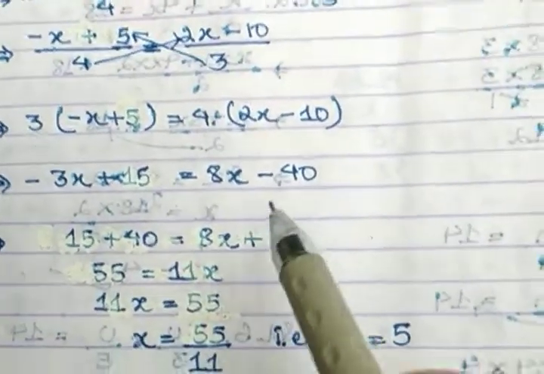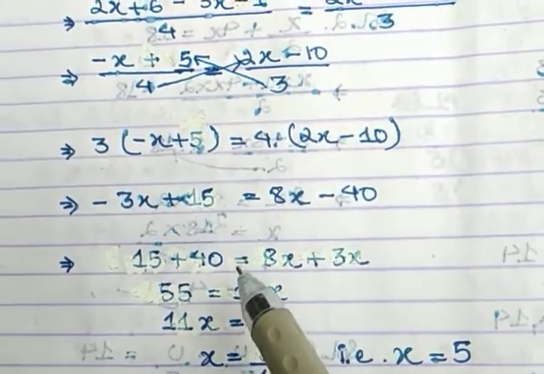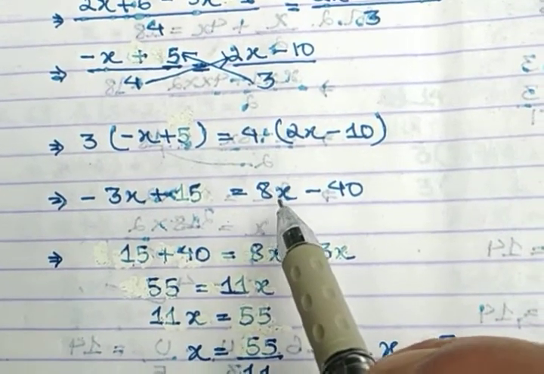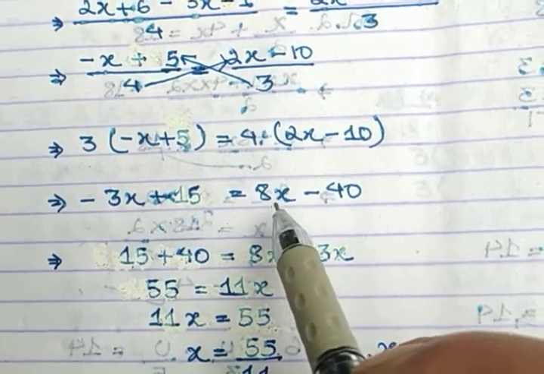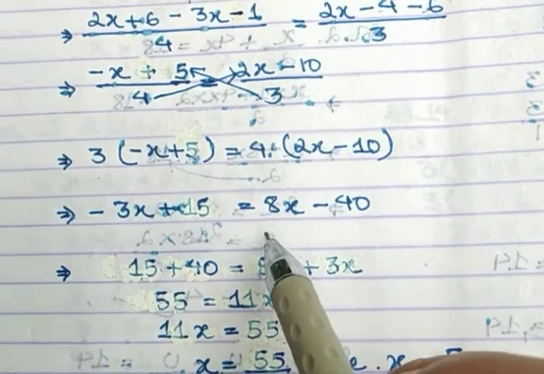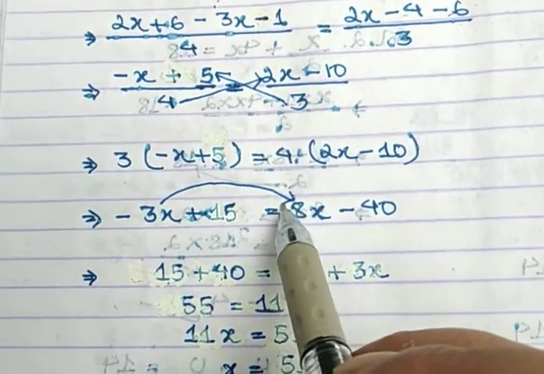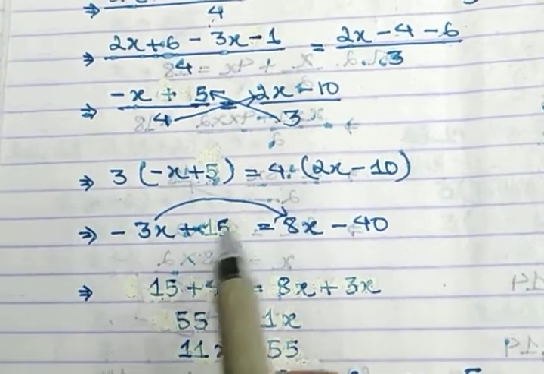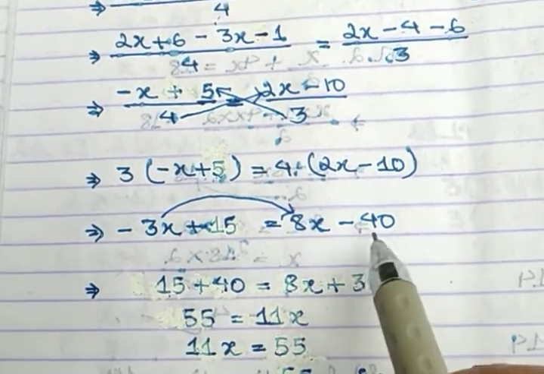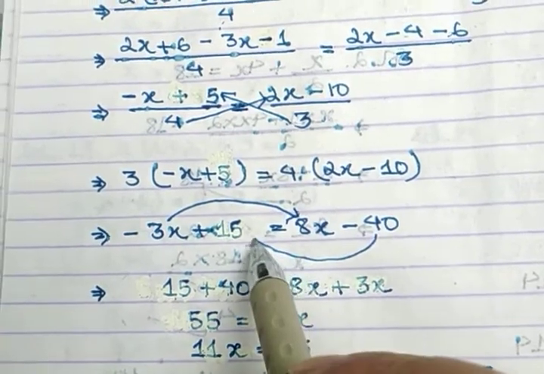But in this one, see, I have taken the variable to the other side. Why I have taken the variable to the other side is because the variable with the bigger coefficient was on the other side. So that is what I have followed, and taken 3x to the other side, and 40 to the other side. You can do this as well.